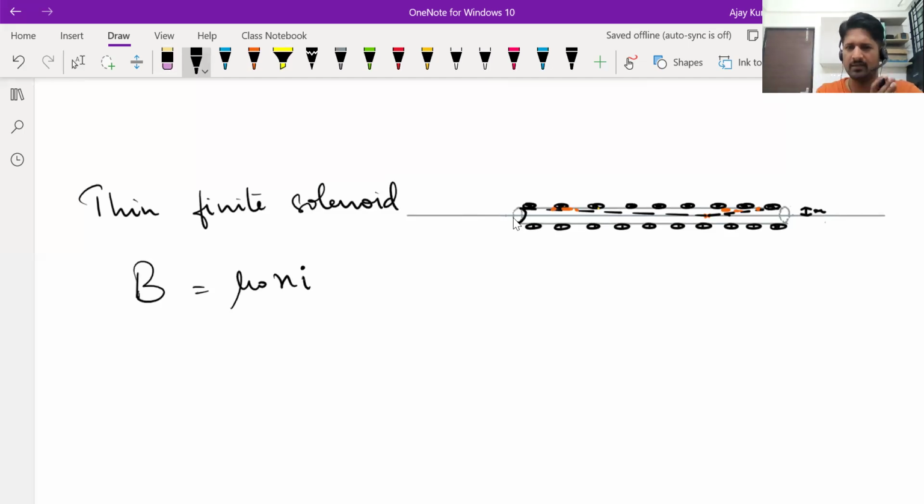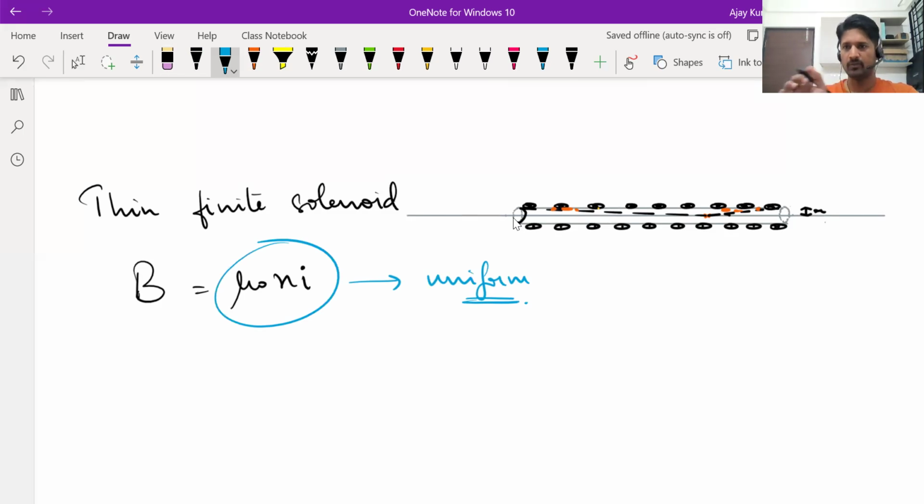Don't go to the extreme ends. At the end, it will be mu naught Ni by 2, but anywhere comfortably inside the solenoid, it is mu naught Ni. So we take it to be a uniform magnetic field. In our syllabus, we assume the magnetic field inside a long solenoid or a thin solenoid is uniform. You can see this doesn't depend on the angles theta anymore. It doesn't depend on where you take the point, because anywhere comfortably inside, you connect the point to the ends of the solenoid, the angles will tend to become 0. So we can assume the field is uniform inside the solenoid, except at the ends, where we ignore that edge effect. We say in a thin solenoid, the field is uniform, mu naught Ni.